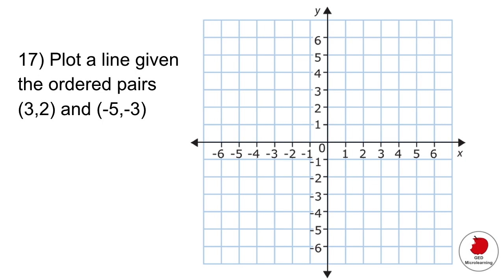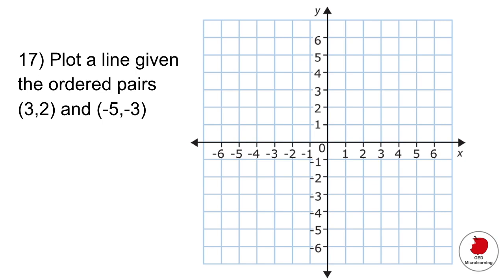Okay, so the next question asks you to plot a line given the two ordered pairs. And we went over this very exhaustively in question 3. So I'm just going to do the question straight up. I'm not going to review anything. If you have questions, go back to question 3.